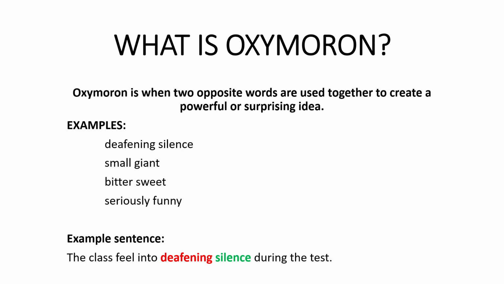An oxymoron puts two opposite words together. Writers use it to create contrast or make an idea more interesting. Now pause the video and try the questions next page.